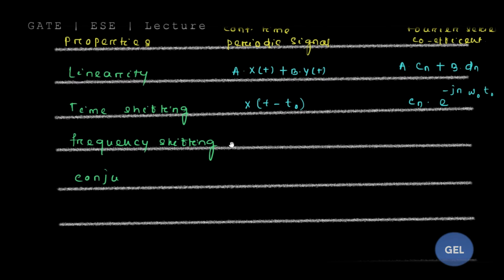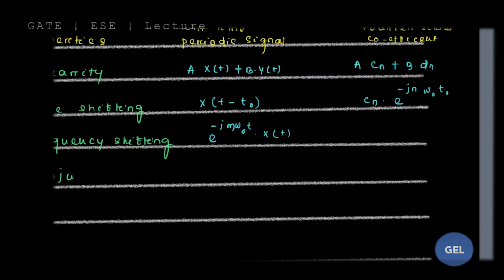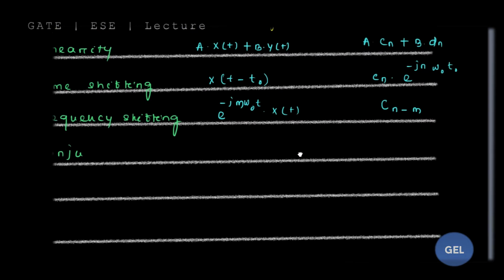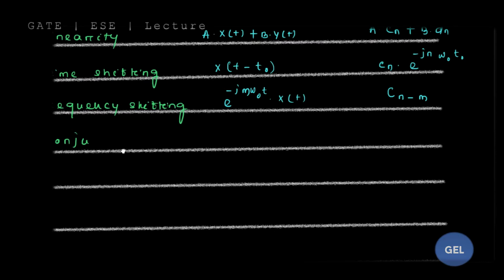Frequency shifting. If I am applying e to the power minus j m omega naught t into x of t, let's just make it m, because n is already here. Then it will be in terms of c of n minus m. So whatever the value in terms of n, that will be replaced by n minus m. Clear? Please write it down in your own language.